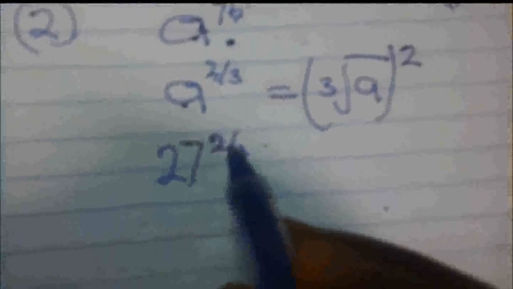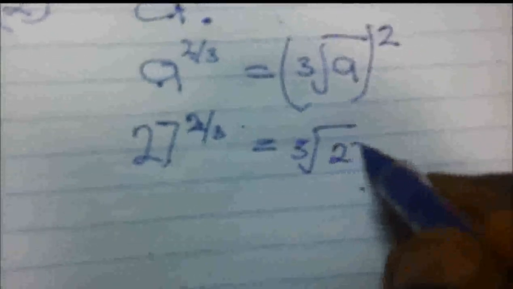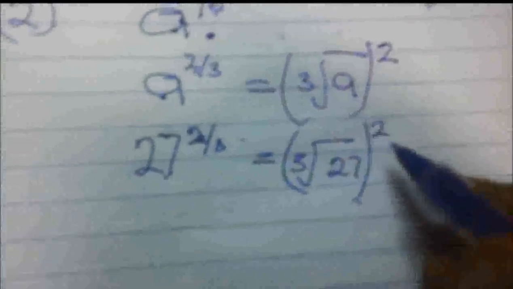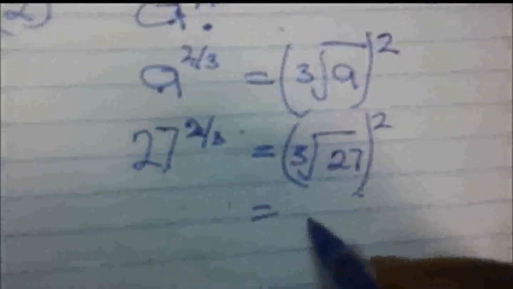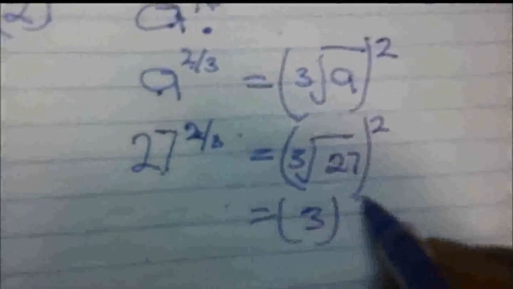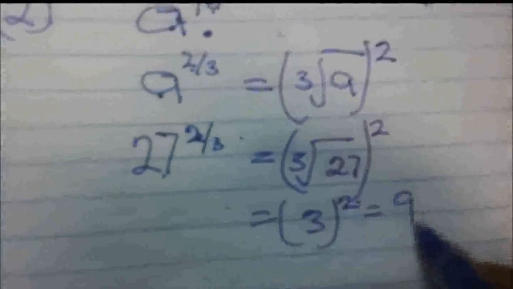What this simply means is that we have to find the cube root of 27, then raise it to the power of 2. And that will give us cube root of 27 raised to the power of 2. The cube root of 27, that is 3, all raised to the power of 2. And that will give us 9.